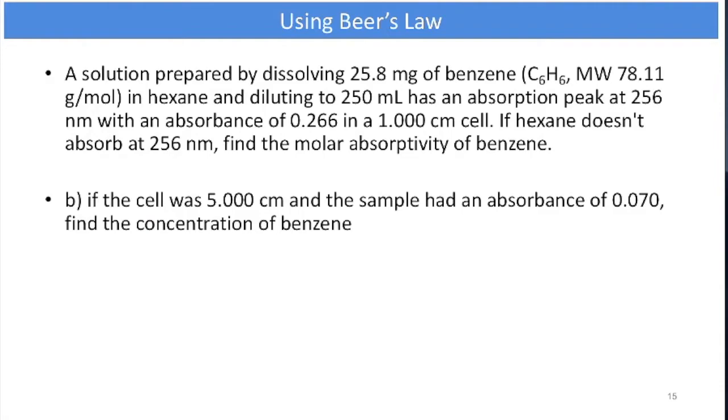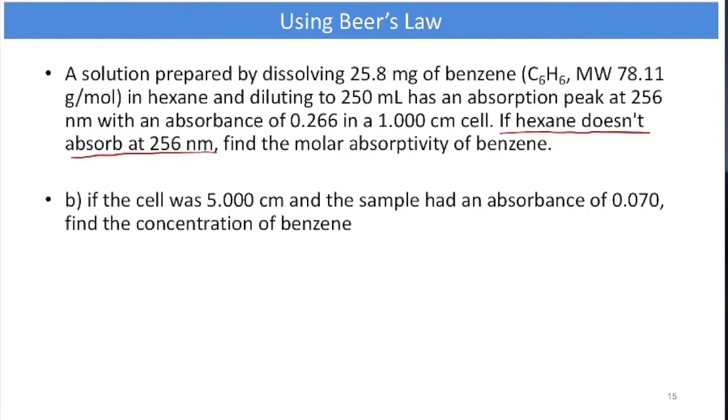It gives an absorbance peak at 256 nanometers and an absorbance of 0.266 in a 1 centimeter cell. If hexane doesn't absorb at 256, find the molar absorptivity of benzene. So this is actually an important statement here: if hexane doesn't absorb at 256 nanometers. If hexane did absorb at 256, then some of this signal, the 0.266, would be from hexane. But you don't want it to be from hexane. That's the solvent. You want your signal to be only from benzene. So this question is telling you that benzene is the only thing giving you that signal.